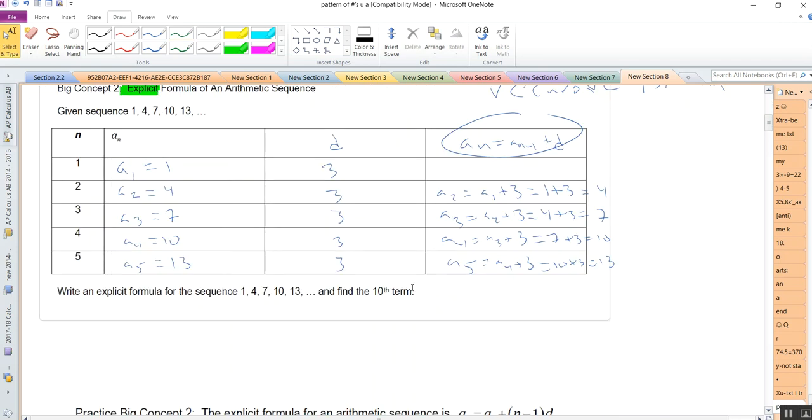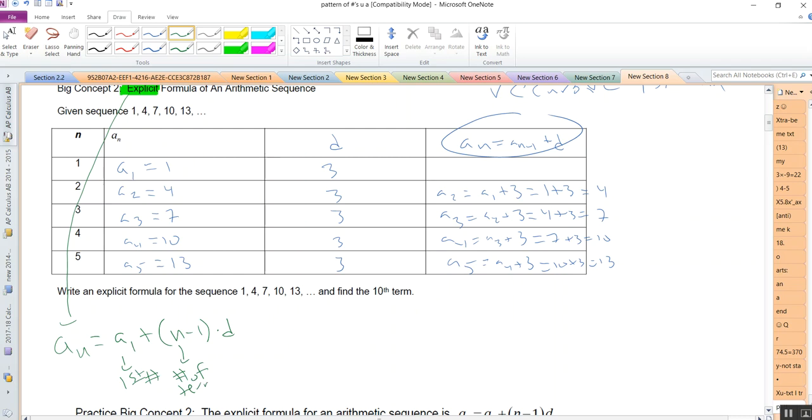But the explicit form is going to be a little bit more efficient. And let me show you how that works. It's going to be written like this. Now, a1 represents the first number. n is the number of terms we're looking at. Terms are just numbers in the sequence. And d, of course, is the common difference.